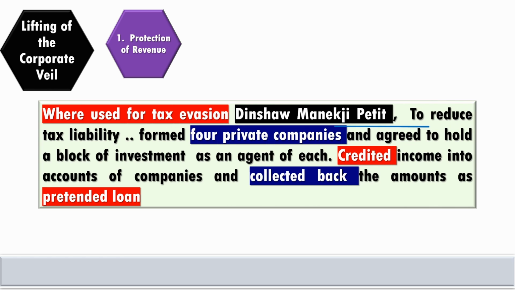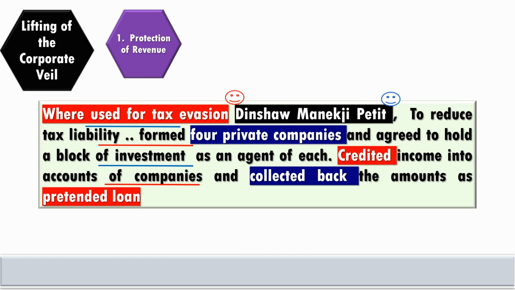The first ground where courts lift the corporate wheel is for protection of governmental revenue. Whenever there is a tax evasion, as it happened in the case of Dinshaw Manekji Petit, where 4 private companies were used to show personal income as corporate income, the court lifted the wheel and fixed responsibility on the individual who misused the corporate entity.